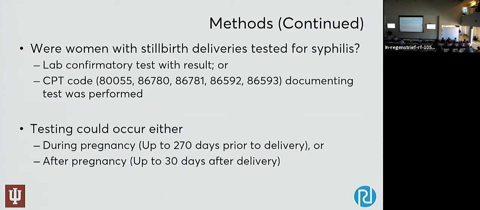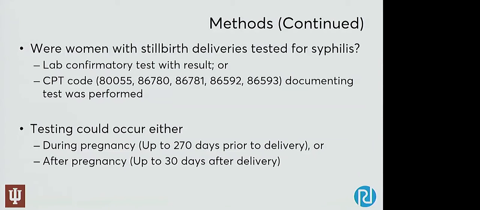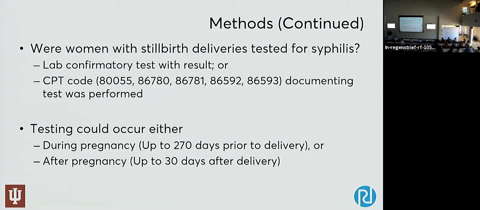Also, testing could occur during pregnancy, so we had a window of saying, okay, from the date of the stillbirth delivery, we look 270 days backwards as a proxy, because we don't always have a positive pregnancy test in the IMPC. Also, we wanted to look 30 days after pregnancy because, again, the test should have occurred sometime shortly after the delivery of the fetus.